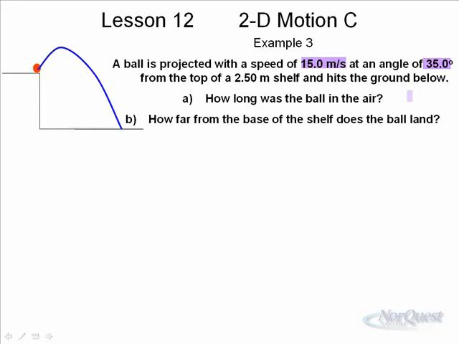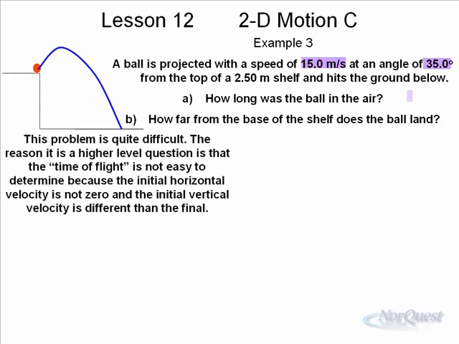From the top of a 2.5 meter shelf and hits the ground below, how long is it in the air, and how far from the base of the shelf does the ball land? Now, the reason this is difficult is that the time of flight is not easy to determine because the initial horizontal velocity is not zero, and the initial vertical velocity at this point is a certain amount. It's going to be much greater at the bottom of its trajectory.